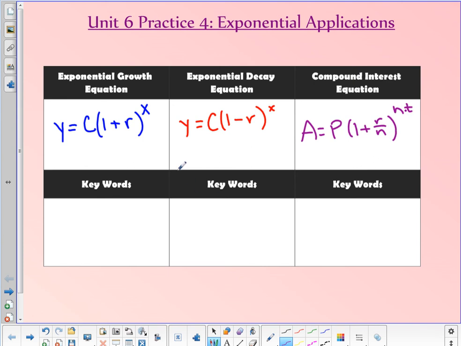So all these three equations you've been working with over the last couple of days, but now you're going to have to decode, based on the context of the question, which equation you're going to need to use. So I wanted to talk about some keywords that are going to tell us we are going to use each of these.